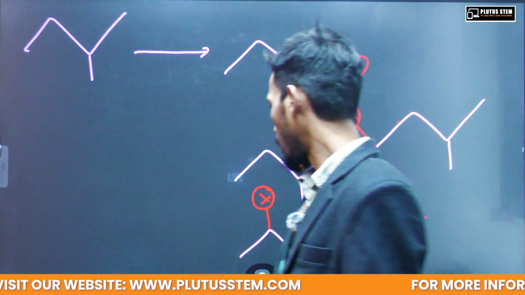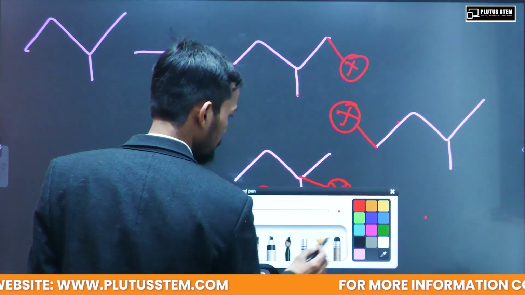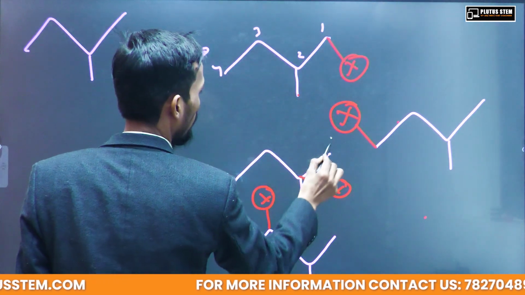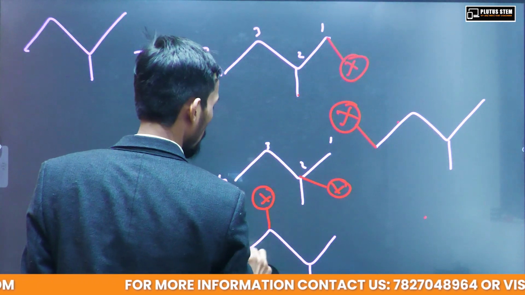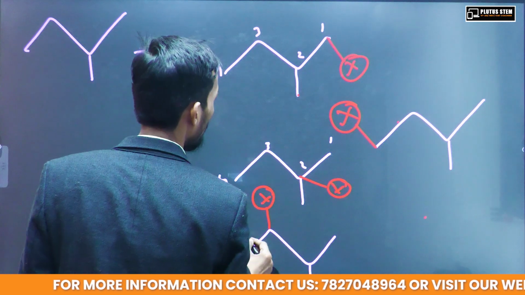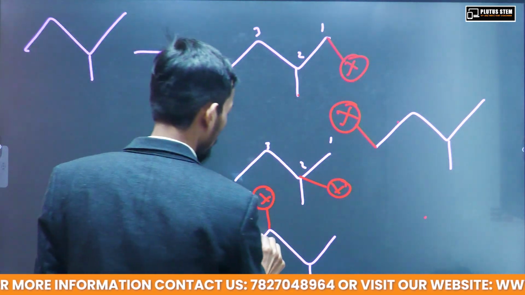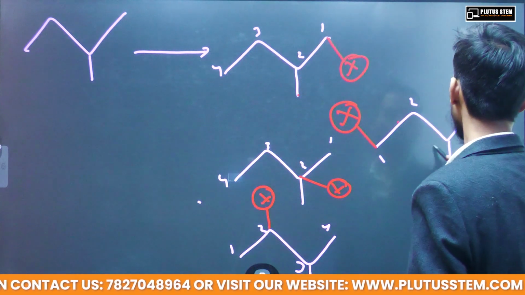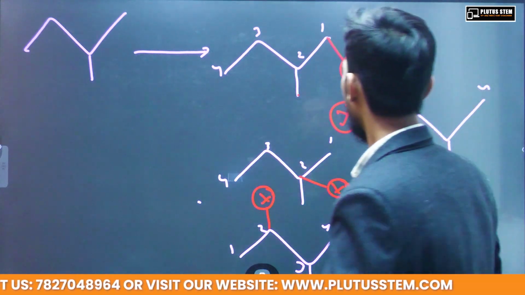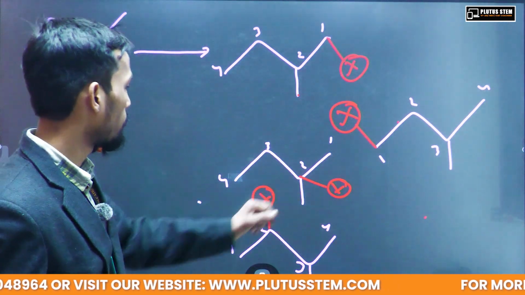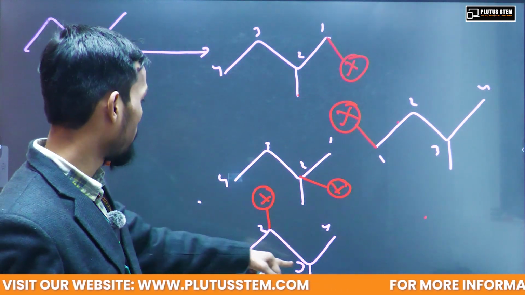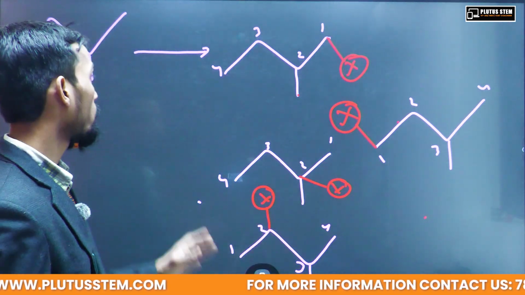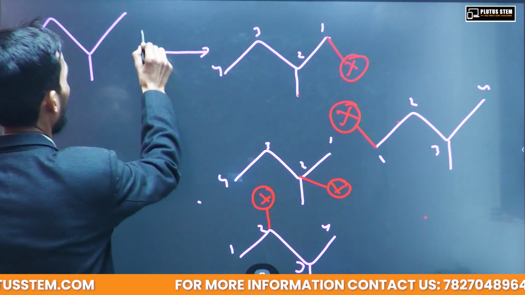So now how many have we drawn? 4. Position 1, 2, 3, 4. The numbering will be like from where? 1, 2, 3, 4. Here it is 2 methyl. Here the methyl is at 3. Here the methyl is 3, but the halogen position is changing. So this is the way we can draw 4 isomers.